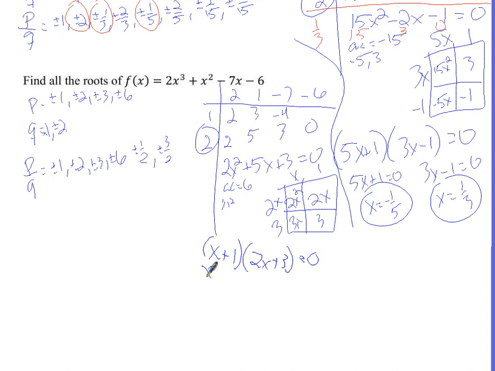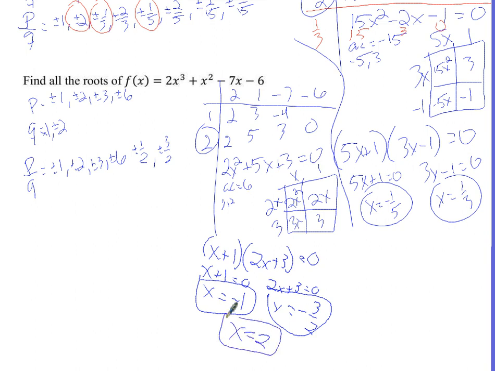Zero product property. x plus 1 equals 0. 2x plus 3 equals 0. So therefore x equals negative 1 is a root. And x equals, if I move the 3 over, it becomes negative, divided by 2, negative 3 halves is the other. So we have x equals negative 1, x equals negative 3 halves, and then the third was x equals positive 2. Those are the roots for the polynomial.